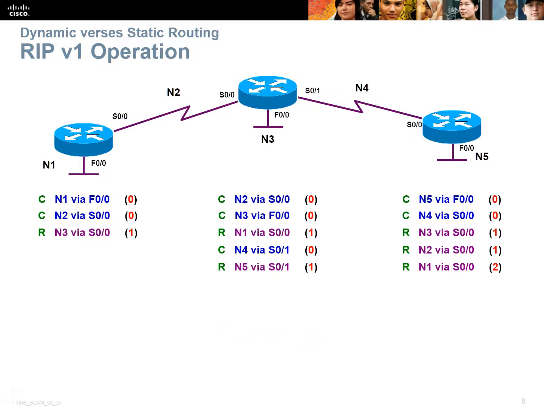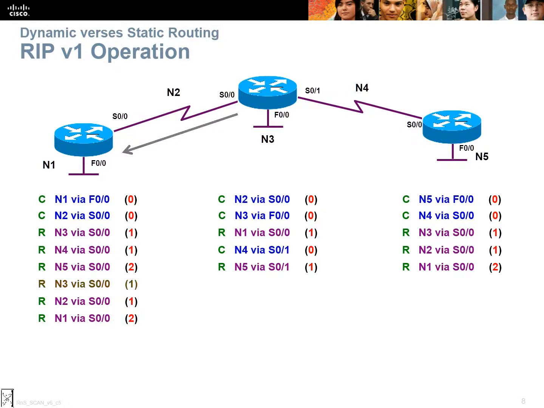Remembering that RIP sends the entire route table every 30 seconds. So now the center router, what's he going to do? He's going to send the entire route table off to router number 1. And of course, let's throw away the networks that are worse.